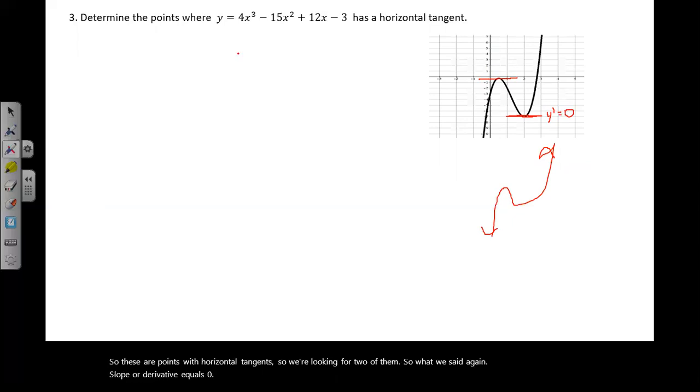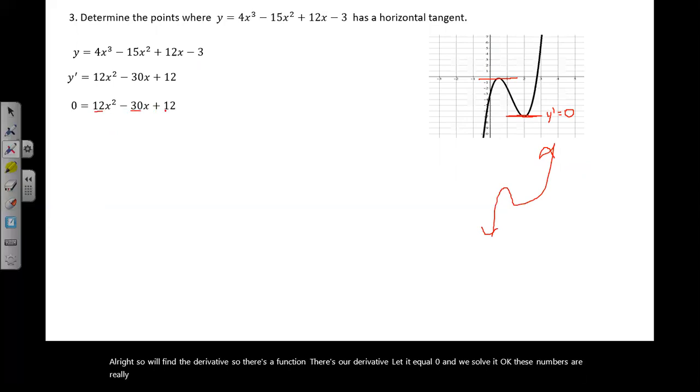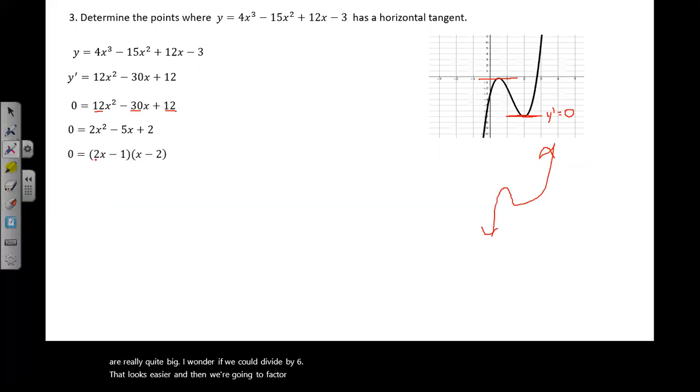All right, so we'll find the derivative. There's our function, there's our derivative. Let it equal 0, and we solve it. These numbers are really quite big. I wonder if we could divide by 6. That looks easier. And then we're going to factor it. So 2x squared, 2x times x, 2 times 1. Does that give us 5x? There's 2x and 4x. There's our 5x.